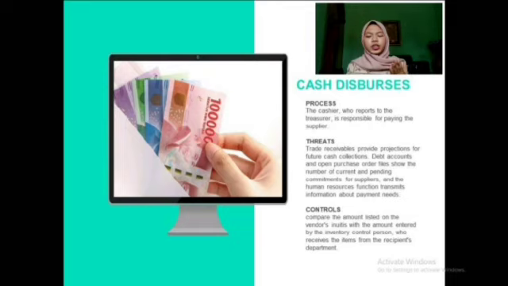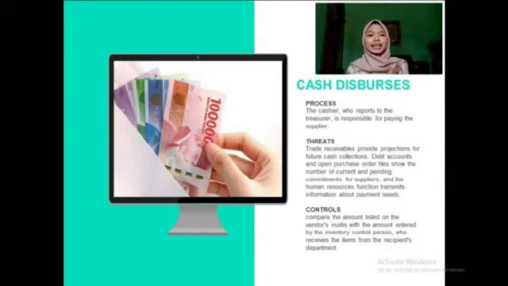And the last activity in the expenditure cycle is cash disbursements. Process. The cashier reports to the treasurer, who is responsible for paying the supplier. This separates the custody function carried out by the cashier from the authorization and recording functions carried out by the purchasing and accounts payable departments, respectively. Payment is made when the voucher package is submitted to the cashier. Although many payments continue to be made by check, the use of EFT and FEDA is increasing.